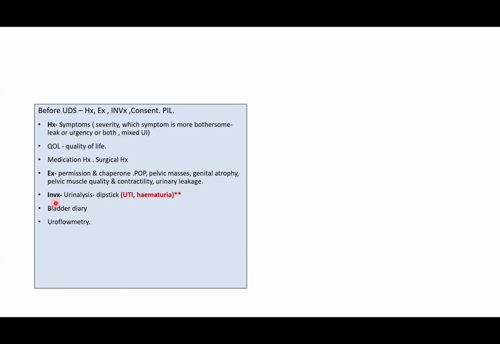Then offer investigations, urine analysis, dipstick is important. We have to check for UTI and hematuria, because if UTI or hematuria is present, we are not going to do the urodynamic studies. We have to treat this by giving antibiotics. Very important, patient safety. Now, my question is, do we offer prophylactic antibiotic to a patient before urodynamics? Can anyone answer?